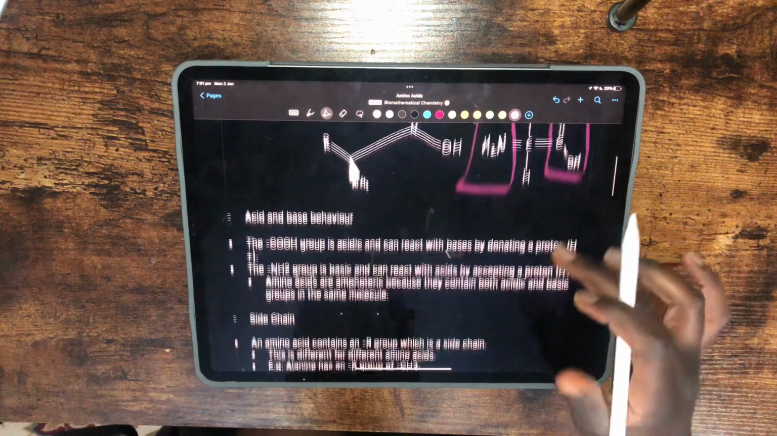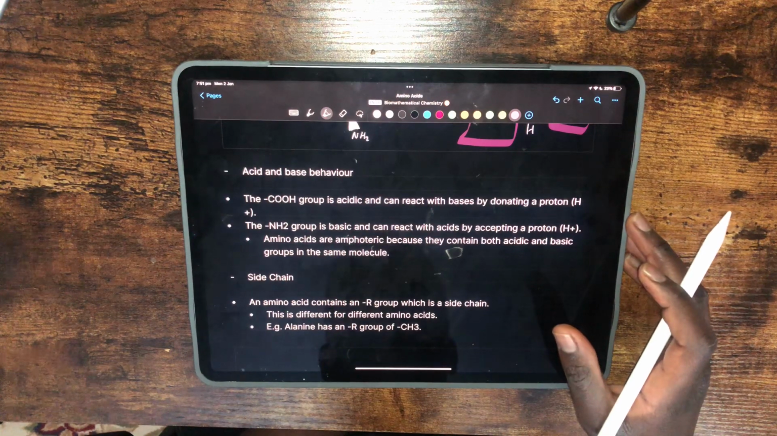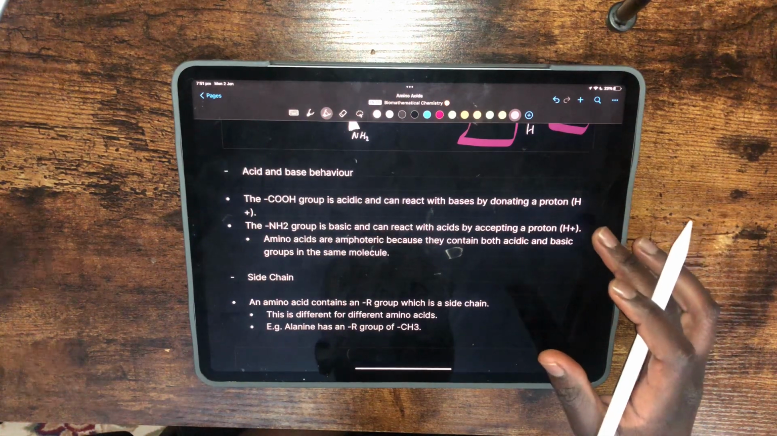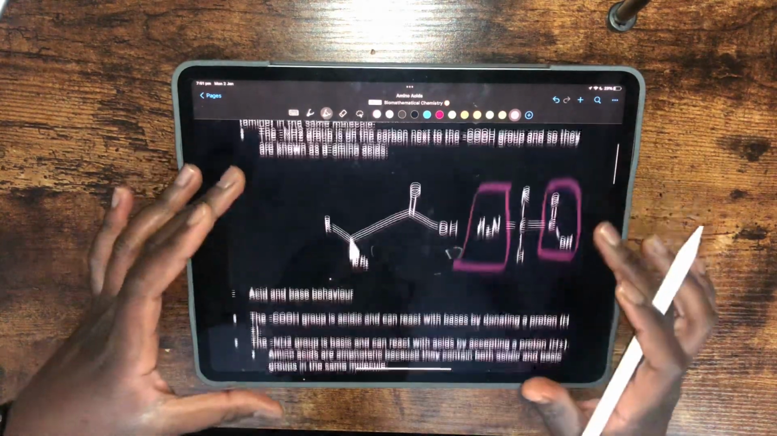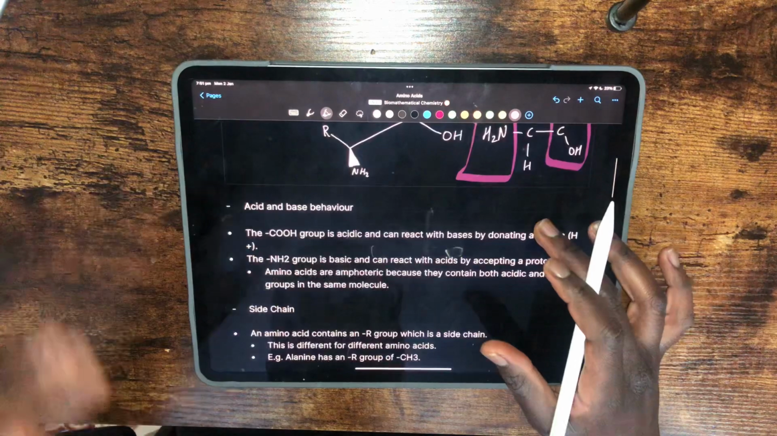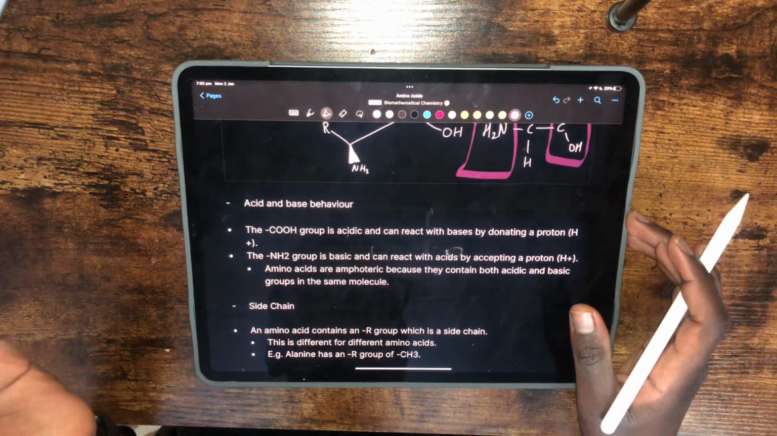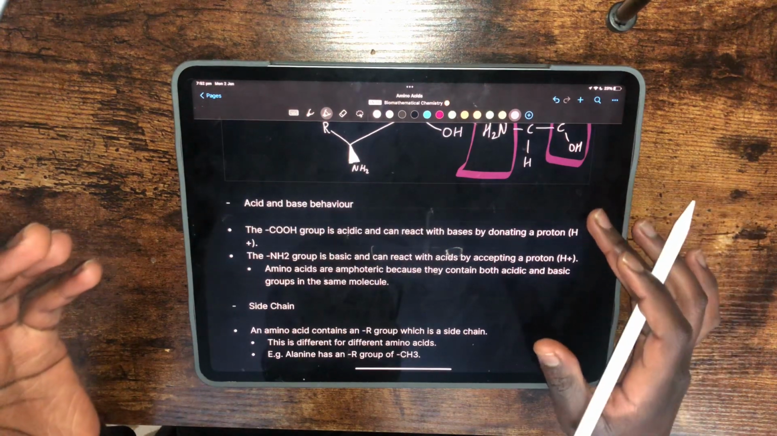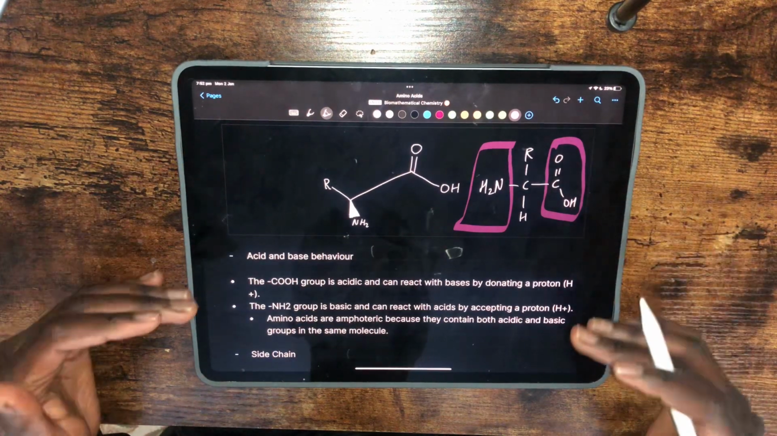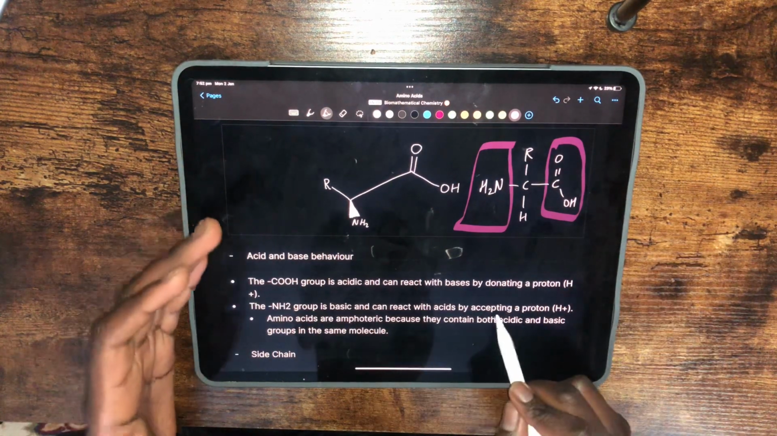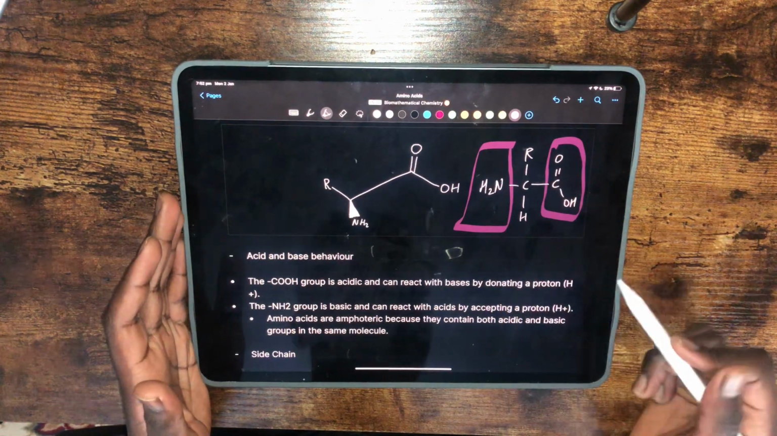Acid and base behavior. The carboxyl group is acidic and can react with bases by donating a proton. This is the basics of amino acids, but the second part is the acid and base behavior. You may have heard of this before. You should know about the amine being basic, or able to act as a base.